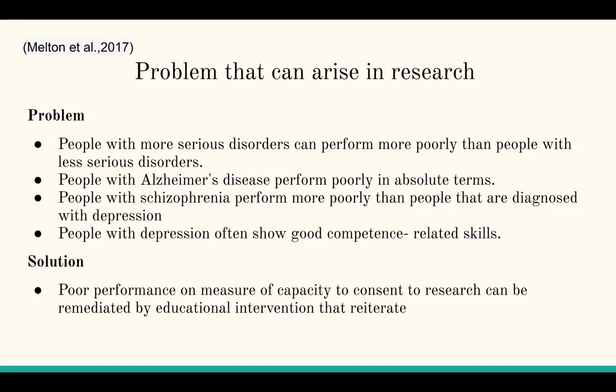A solution to this, presented in Melton's book, is that poor performance on measures of capability to consent to research can be remediated by educational intervention. If you're able to educate the people with more serious disorders that are having a little bit harder time with certain aspects of competency to consent to the research, you may be able to educate them.